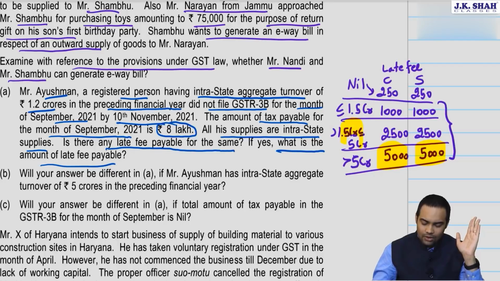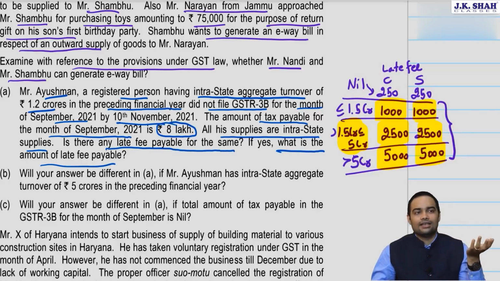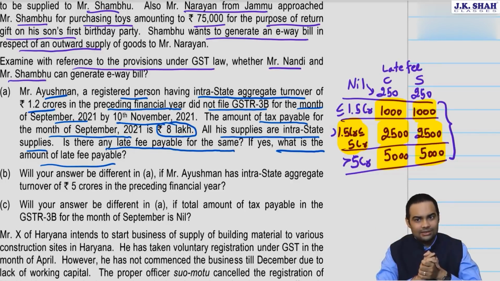Last year turnover 1.5 crore to 5 crore, maximum 2,500 each. Last year turnover up to 1.5 crore, 1,000 each. Nil return, it would be 250, 250. This is what the provision says.